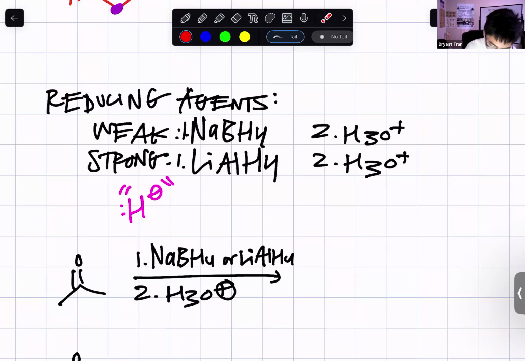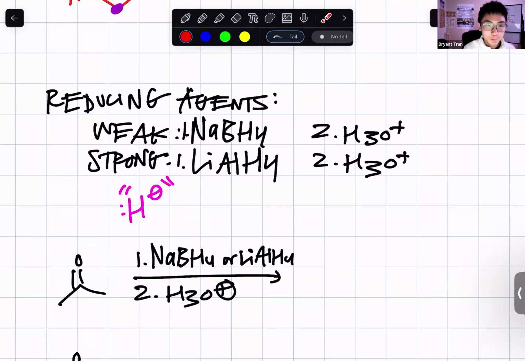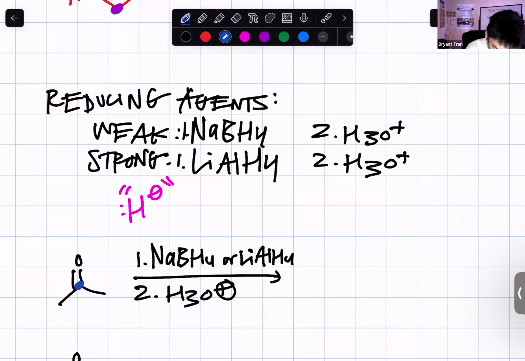Would this be the nucleophile or electrophile? It should be the hydride. Nucleophile, right. So if that's a nucleophile, which atom here would be electrophilic? The carbon attached to the double bond oxygen. Yeah, that carbon attached to the double bond oxygen is the electrophile.